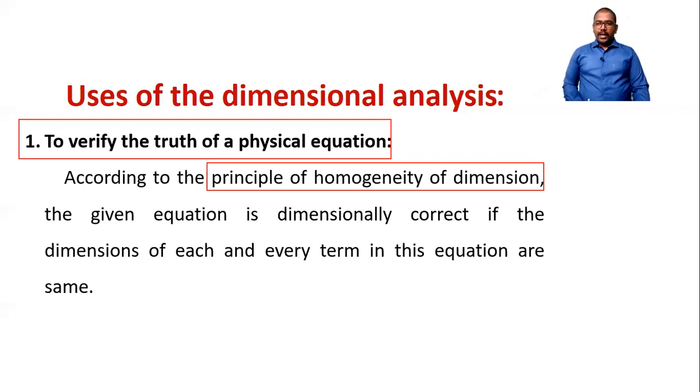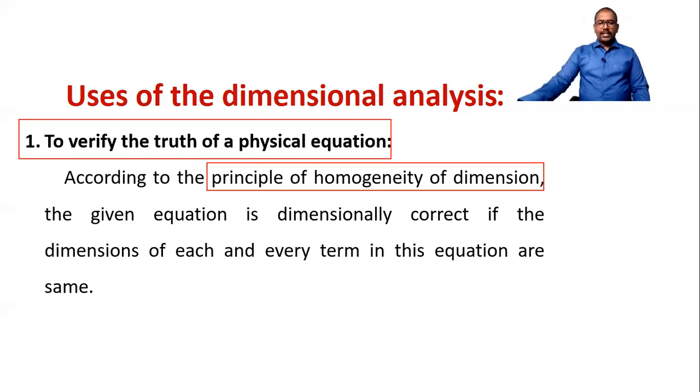In a similar manner, x plus y is equal to z. X and y are added, which means they have a homogeneous dimension. Because you know that mass can be added to mass, force can be added to force. Similar quantities we can add. So x plus y is equal to z means that x and y both are similar quantities. So here we are using the principle of homogeneity of dimension to verify the truth of a given physical equation.